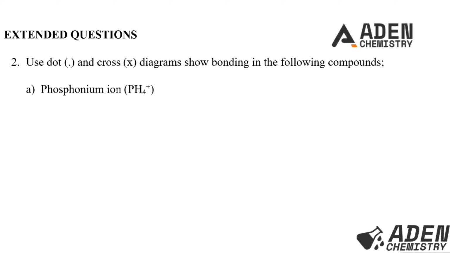Next, we are in the extended question. Question 2. We are told use dots and crosses diagram to show bonding in the following compounds. So we have only A, that's phosphonium ion. It's written PH4+. That's the end of our class today.